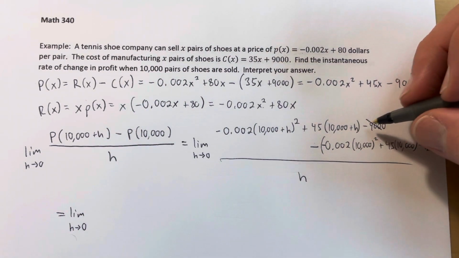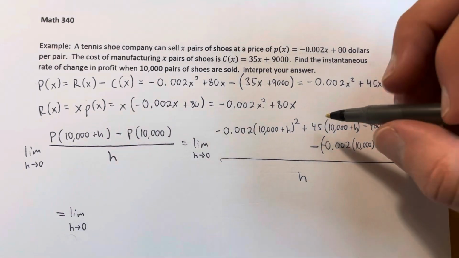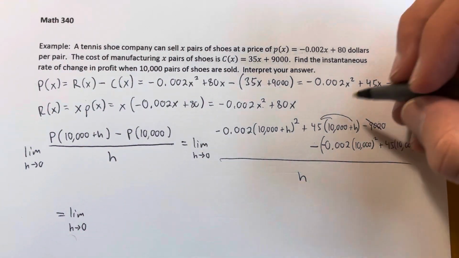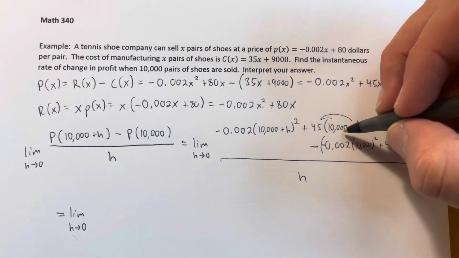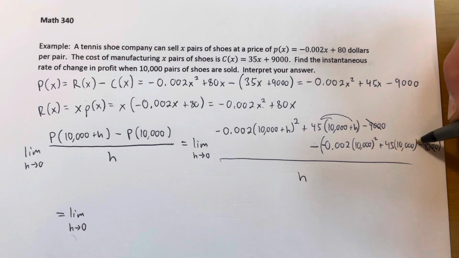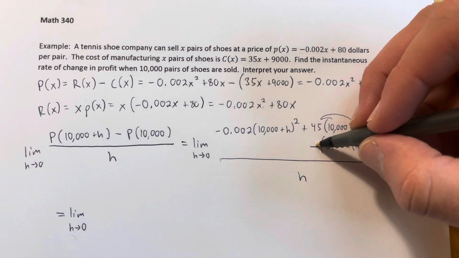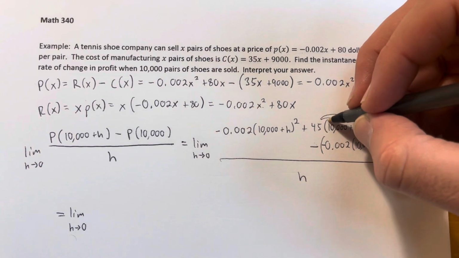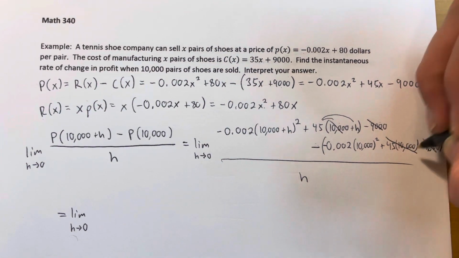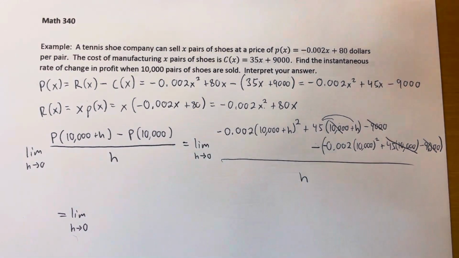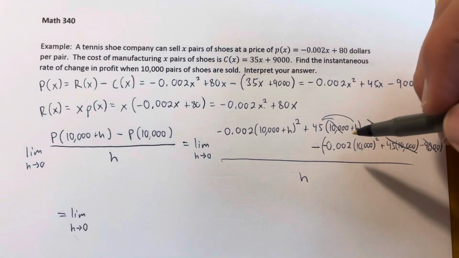I see another thing that's going to cancel out. Notice this 45 has to distribute to both of these terms, and I'm going to get 45 times 10,000 here. But I have another 45 times 10,000 right here, and again, when I distribute that minus sign, I'll be subtracting them from each other. So that is going to cancel with that. Okay, that's going to help with simplifying all the junk that's going to come out of this.